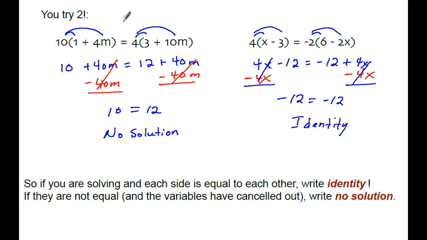Alright guys, here are the answers to the problems, so go ahead and look at them. You can see from the first one it's no solution, the second one is identity.